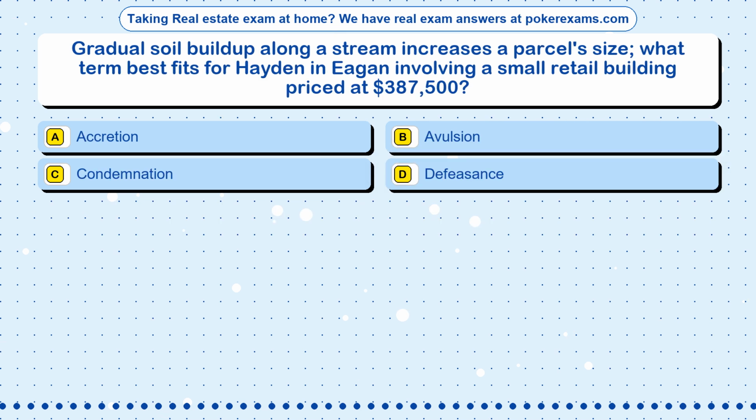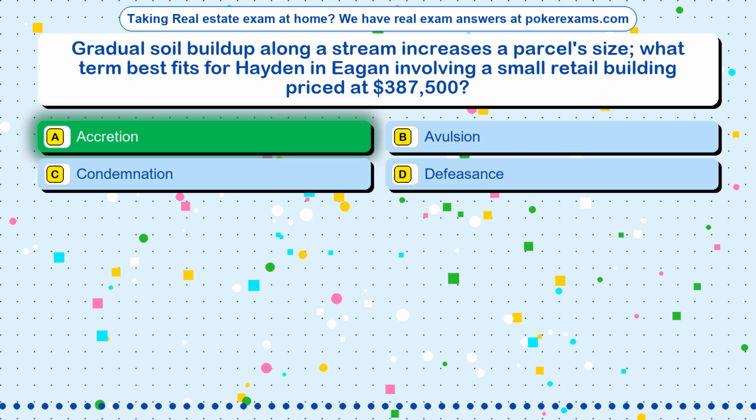Question 97. Gradual soil buildup along a stream increases a parcel's size. What term best fits for Hayden and Egan involving a small retail building priced at $387,500? Option A, accretion. Option B, divulsion. Option C, condemnation. Option D, defeasance.